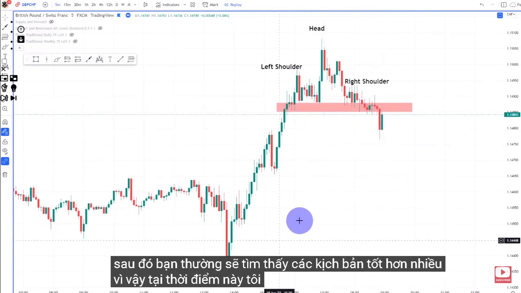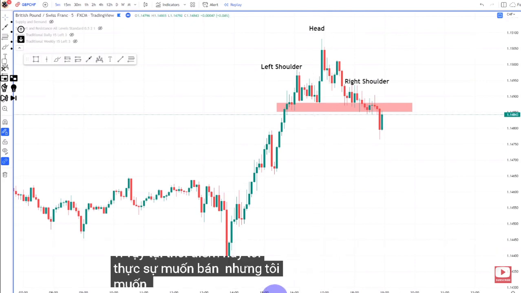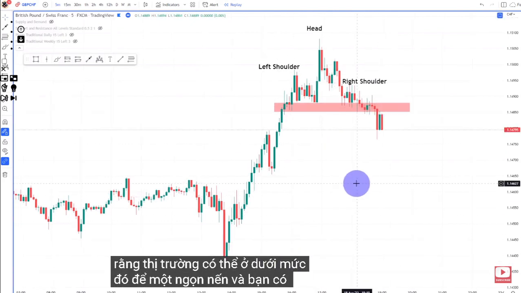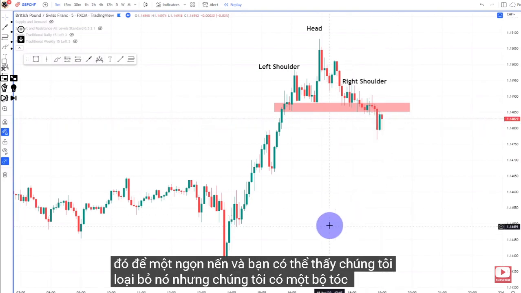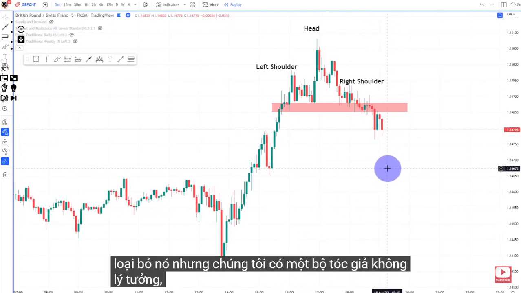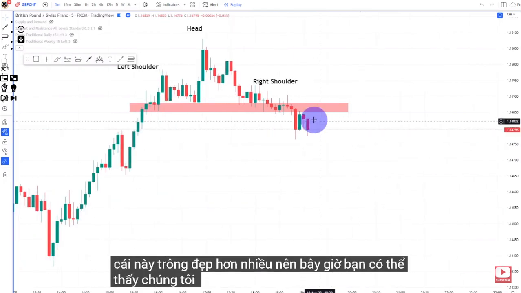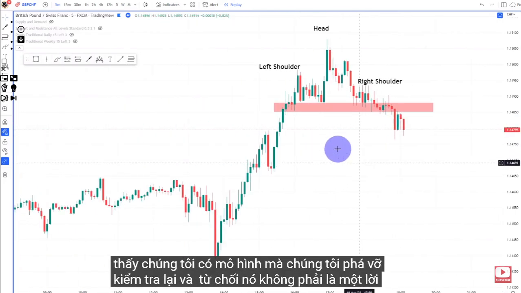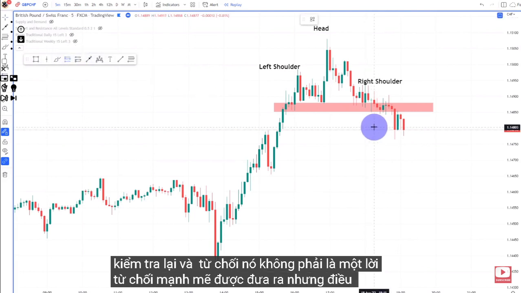So at this point, I would be really, really interested to sell, but I want to see that the market is able to stay below that. So one candle, and you can see we kind of rejected, but we have a wick. Not ideal. This looks much better. So now you can see we have the pattern, we break, retest, and reject it. Not a strong rejection, granted, but this would still be enough.